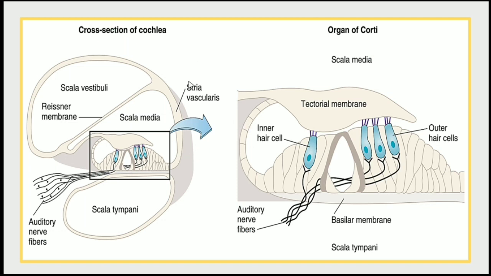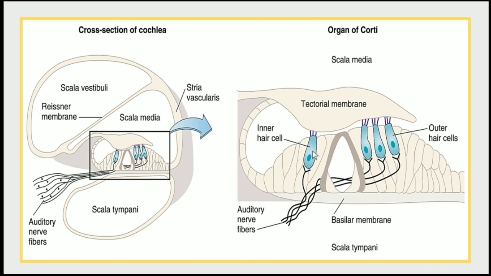So this is a cut section anywhere in the cochlea: scala vestibuli, scala media, scala tympani. On the scala media there is the basilar membrane, and on the basilar membrane there is the organ of Corti. This is the enlarged view of the organ of Corti. These are two pillar cells guarding the tunnel of Corti, outer hair cells, inner hair cells, 3 rows of outer hair cells, single row of inner hair cells.